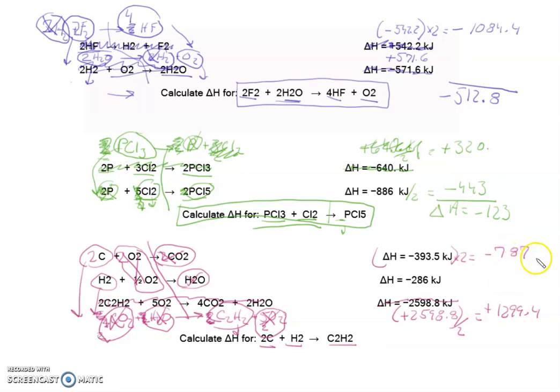I take negative 787, add that to negative 286, and then add that to positive 1299.4, and when I add all those numbers up, I get positive 226.4. So this would be an endothermic reaction as opposed to the exothermic that the prior two were. So again, basic idea, get the correct thing on the correct side. Get your numbers of things to be what you want at the end. As long as your equation adds up, you do the same thing to your delta H's, they'll add up, and that will give you a prediction on what the delta H for your unknown reaction will be.